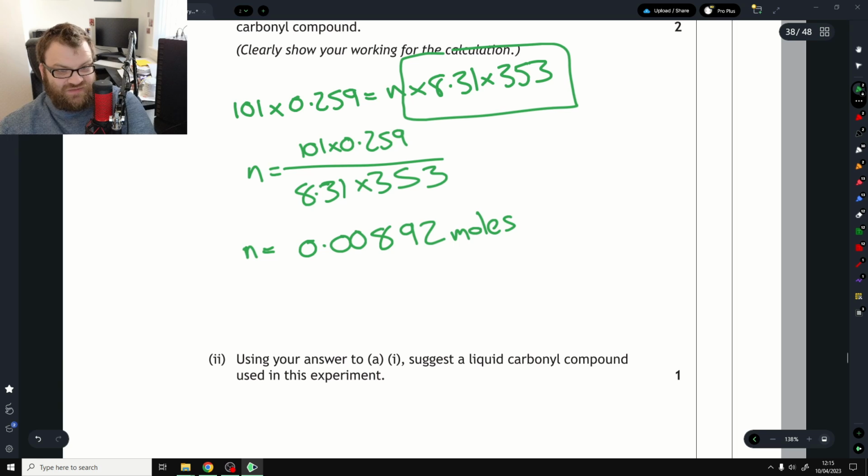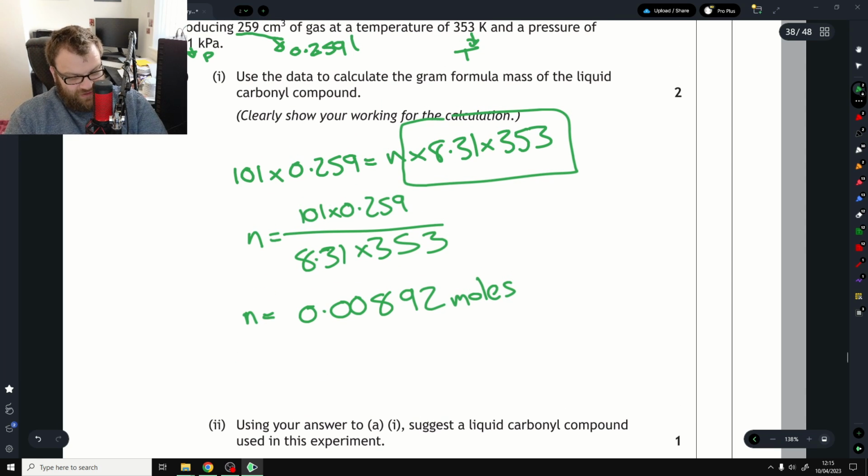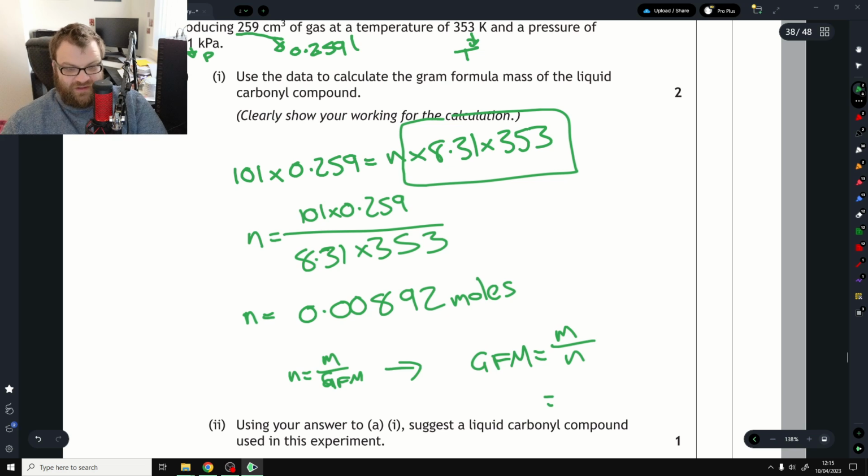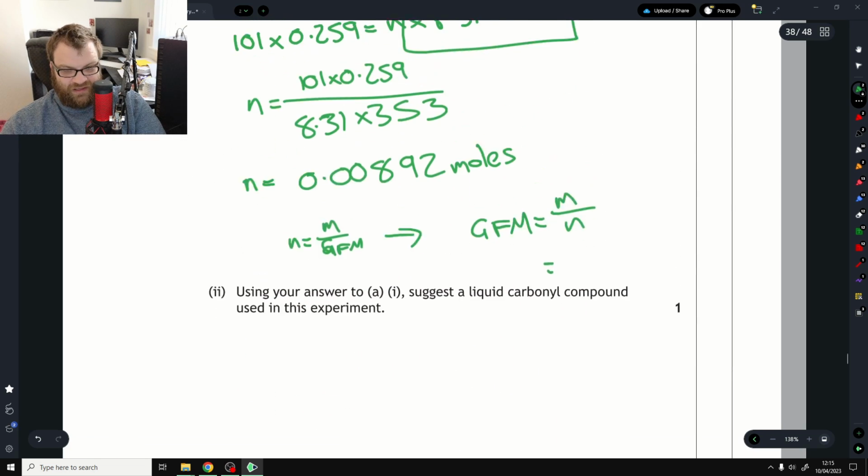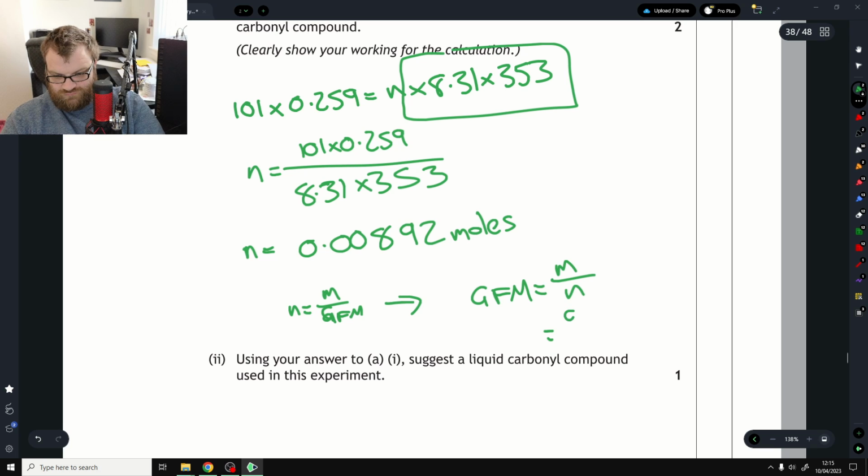Next thing then is, well, we're asked about the gram formula mass. That means we're involving n equals m over GFM. Therefore, we are wanting GFM, so GFM equals mass over number of moles. Told us previously that we had 0.518. That's going to be divided by the 0.00892. Popping that in gives me an answer of 58.1. That would be our final answer that we got, in grams per mole.